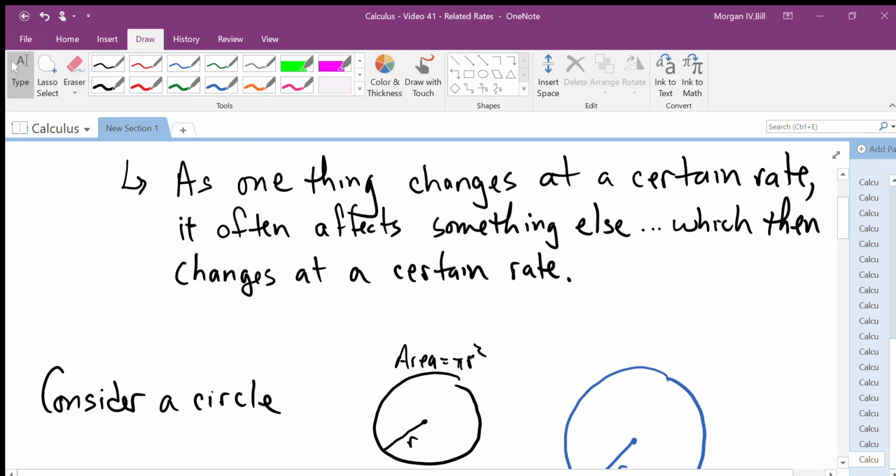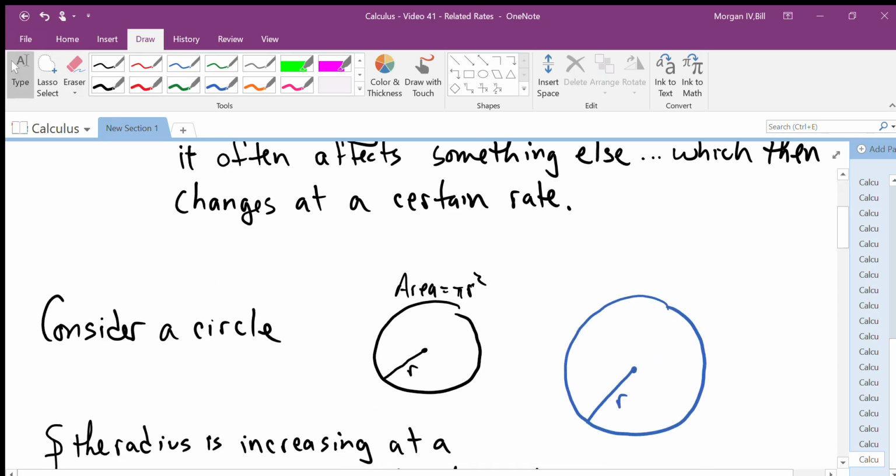If I have a circle, right? So consider a circle. Here's a circle drawn in black there, area pi r squared. It has a radius r. And you're picturing that circle, the radius of that circle increasing, right? So it's one thing that is changing at a particular rate. You're picturing that the radius of the circle increasing.